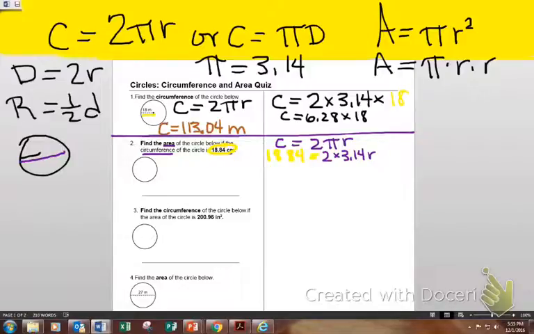2 times 3.14 is 6.28 times the radius, and that is again equal to 18 84/100ths. I divide by 6.28 in order to find the radius. The radius is equal to 3.